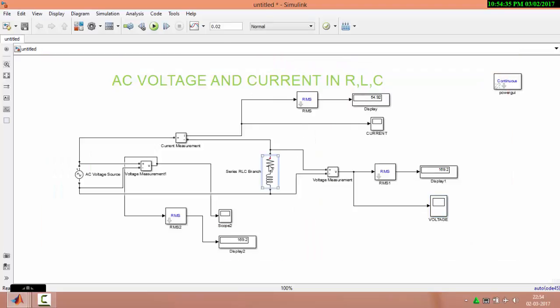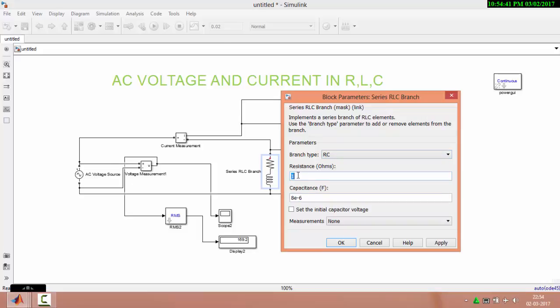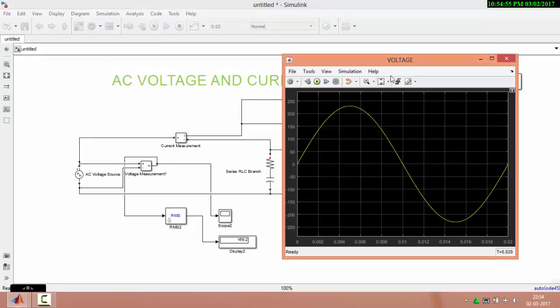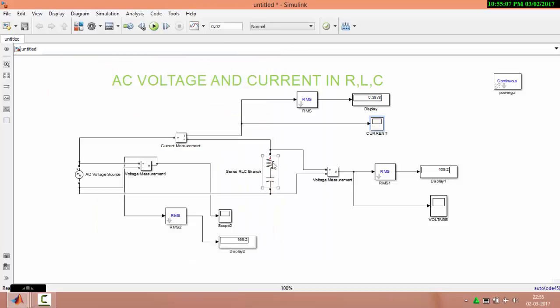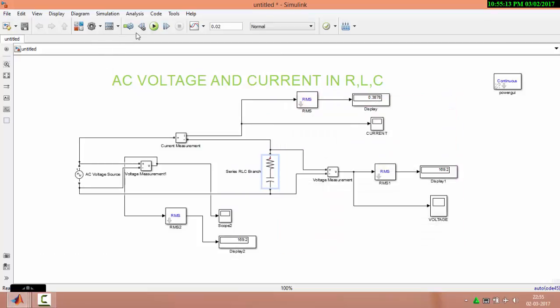Now let us go and check for an RC circuit. Change it to RC again. In the previous case R was given 100, now I am changing it to 10. Here the capacitor has the dominant value and hence the lagging nature of the current is very high. Now let us reduce the value of R further and let us see what will happen to the response.